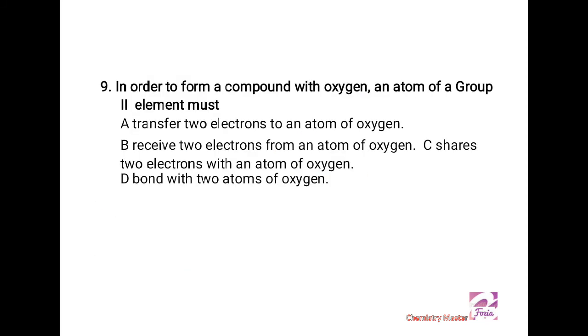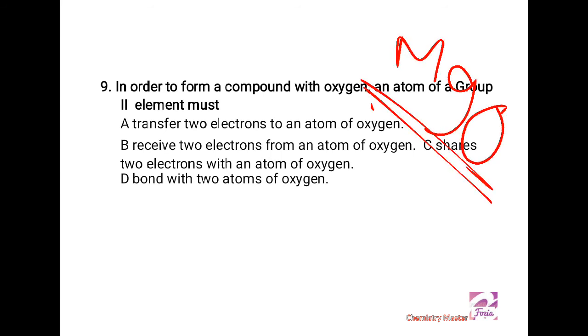The 9th MCQ. In order to form a compound with oxygen, an atom of group 2 element must... First we see, do we have something in our mind? Some element which belongs to group 2? Yes. And when magnesium forms a compound with oxygen, it's a kind of ionic compound. And in making magnesium oxide, magnesium has to lose 2 electrons. And these 2 electrons are gained by oxygen. So this is how the ionic bond is formed.